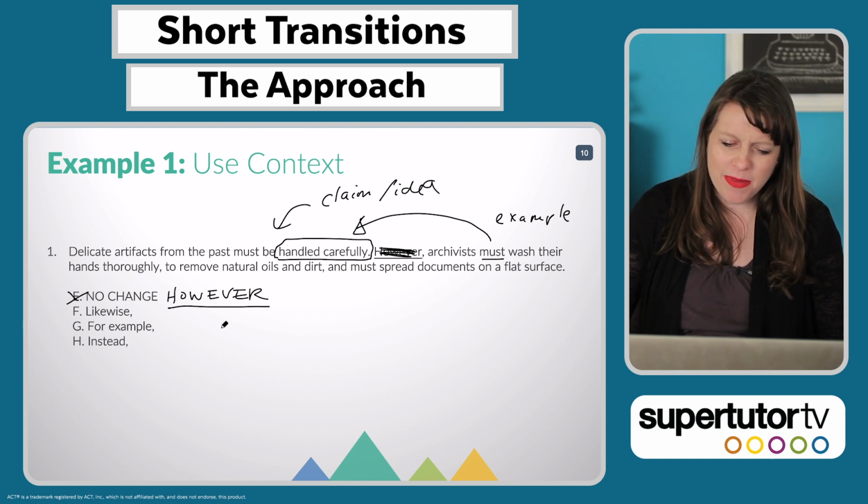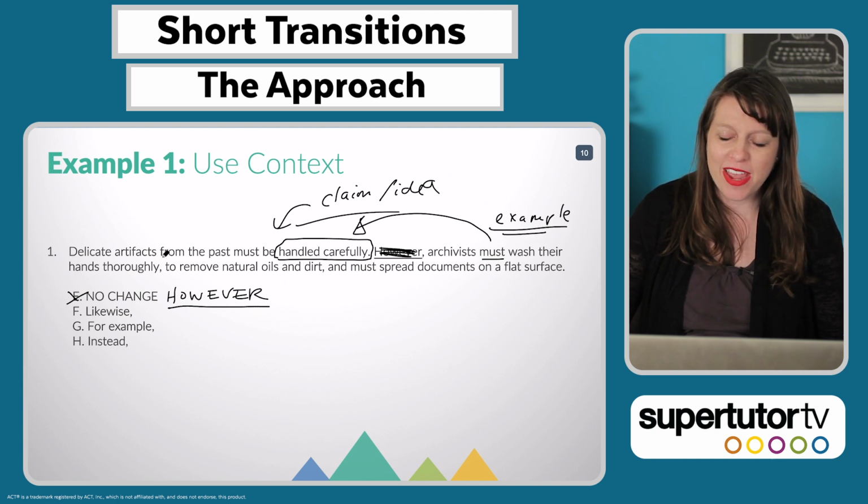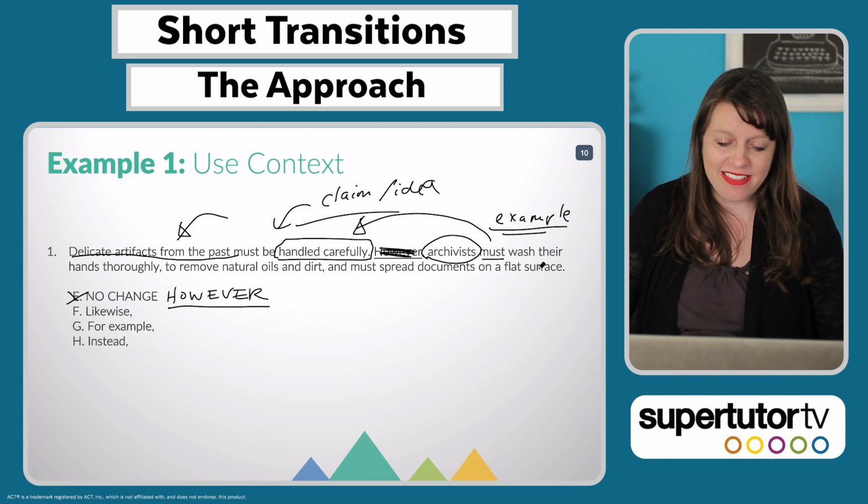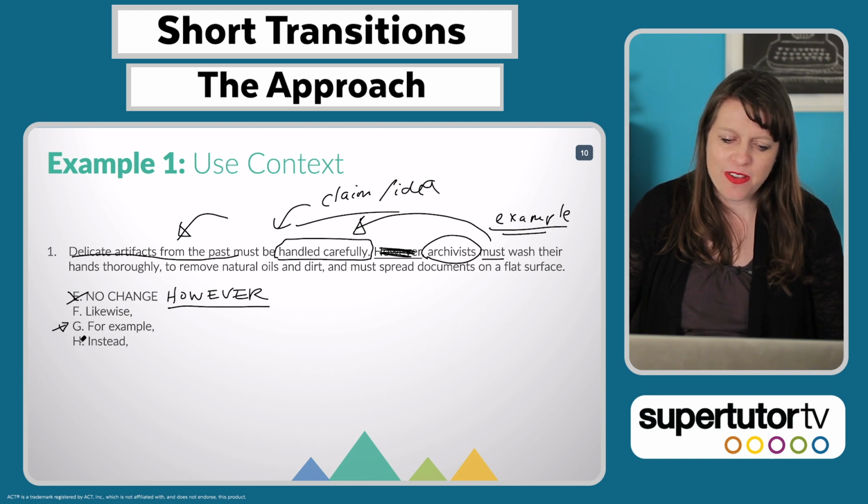"Likewise," maybe, I'll get to that later. "For example": I said this is an example of how we have to handle them carefully. Archivists have to do this. This is a way we have to delicately handle the stuff from the past, by doing this and this. For example, this is one group of people that has to handle artifacts, and that's how they do it. So I like "for example." And then I have "instead." "Instead" is a contrast signal, so I know that's not right.